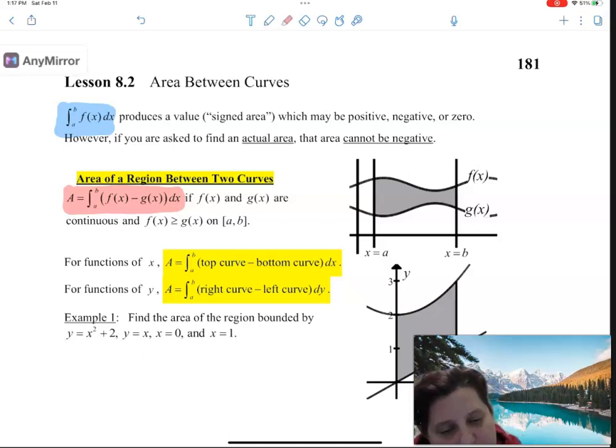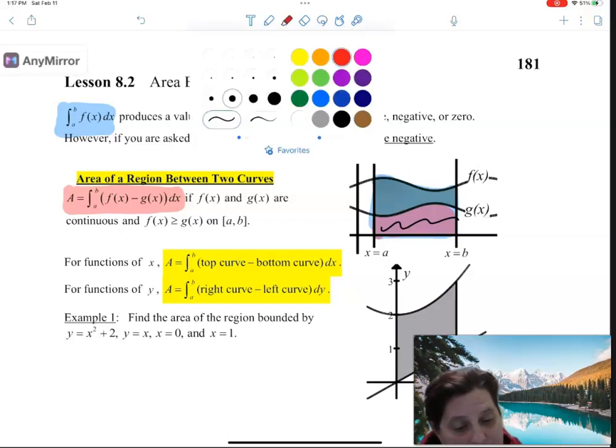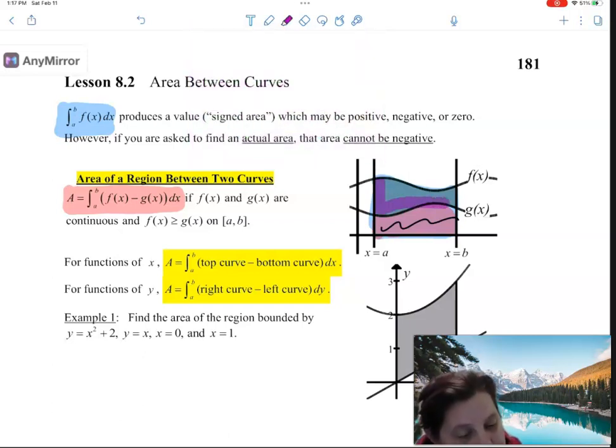But basically what we do is we take the area of the top curve. And if I look at that, area goes all the way down to the axis, right? It would be that area, minus the area of the bottom curve. So it's like if I took out the top and then I got rid of the bottom, what would be left? Well, the part that would be left would be this area in between. So that's how we find the area in between curves.